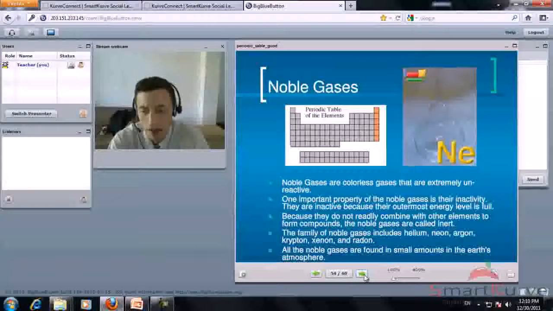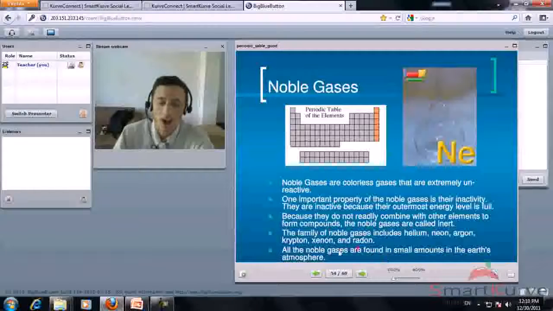One important property of the noble gases is their inactivity. They do not react with anything else. They are inactive because their outermost energy level is full. They all have 8 valence electrons. The family of noble gases includes helium, neon, argon, krypton, xenon, and radon. They are all found in small amounts in the Earth's atmosphere. So they are very rare, but they do not form compounds.